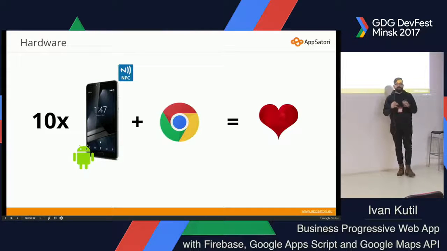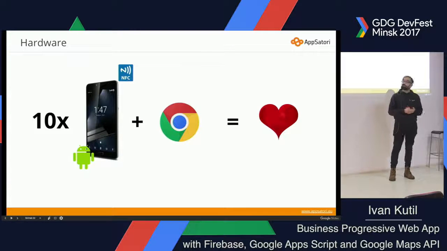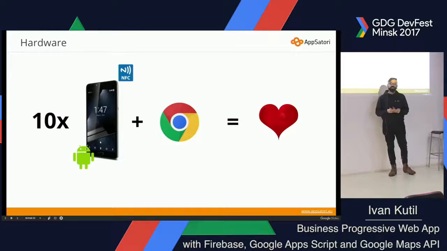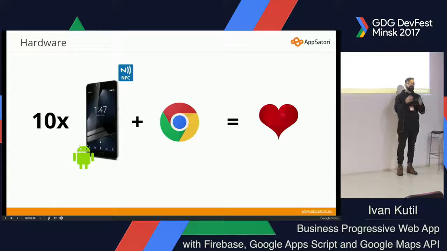As I said, we didn't buy expensive hardware, but we bought very simple, probably the cheapest Android devices with NFC support, and we pre-installed Chrome on the devices. Because we bought the same Android devices, it's very easy to debug all this stuff because we know which devices are used.